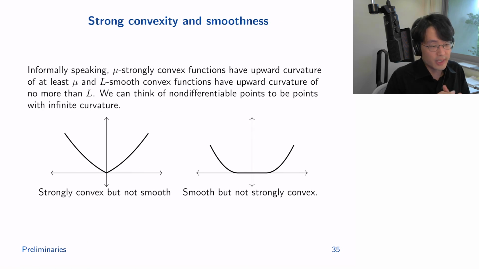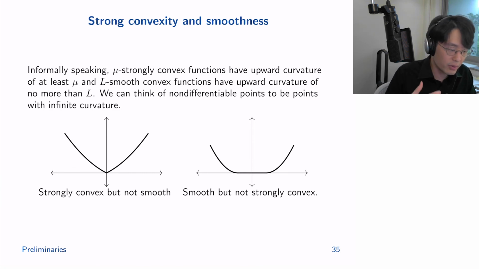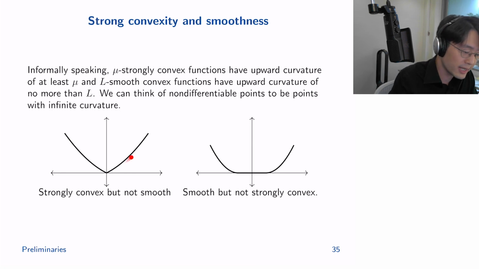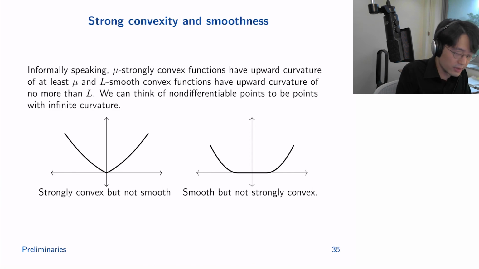So let's try to visually get some intuition of strong convexity and smoothness. Informally speaking, mu strongly convex functions have an upward curvature of at least mu, and L smooth convex functions have an upward curvature of at most L. We can think of non-differentiable points to be points with infinite curvature. If you look at this function, it has a consistent upward curvature, and this pointy point, we can think of as having an infinite amount of curvature. In any case, this is a strongly convex function because it always has positive curvature, and the curvature, if we were to extract it numerically, would be lower bounded by a certain value mu. But this function is not smooth because at this point it has infinite curvature, so it's not upper bounded by a finite value.